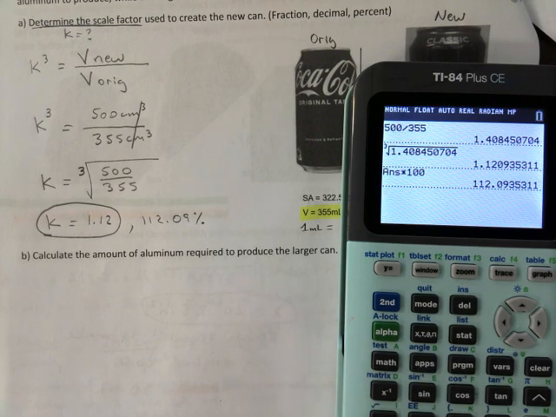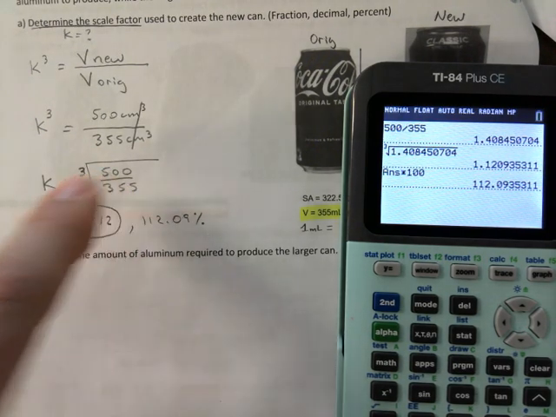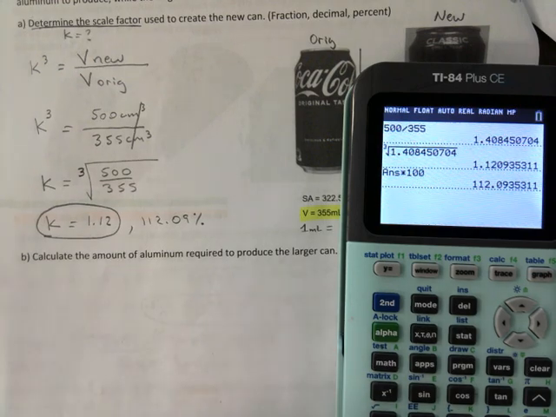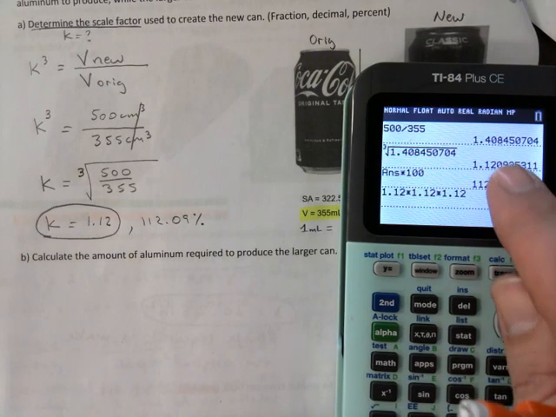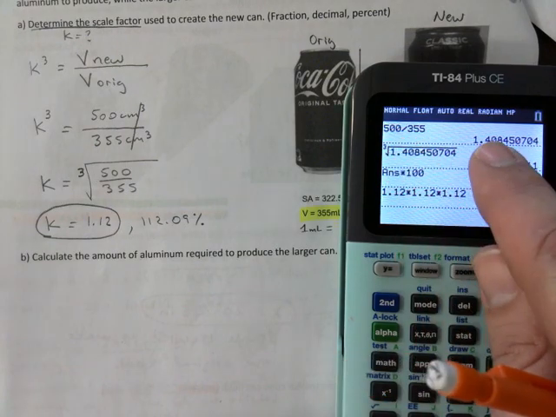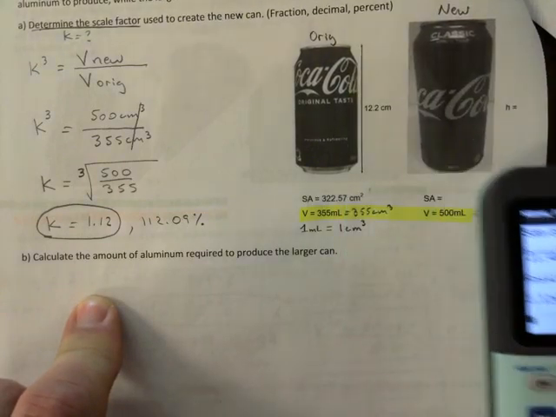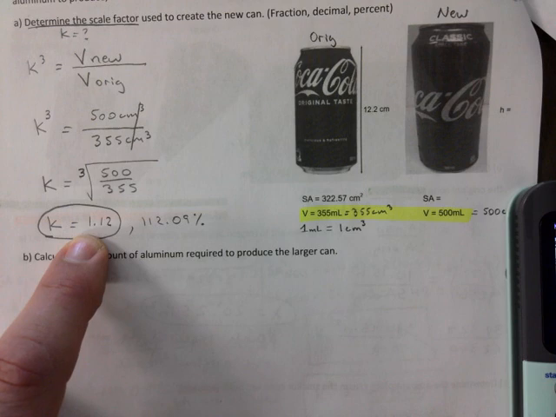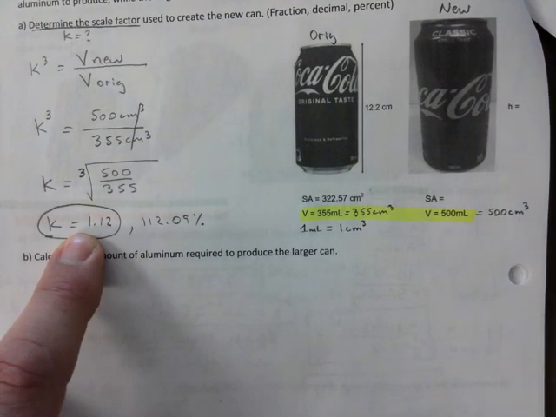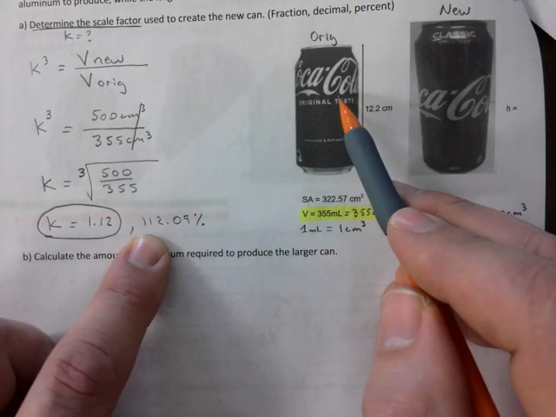Does that make sense what I just did there? I had to cube root. Otherwise, if you just divided them, that was actually K to the power of 3. Watch, 1.12 times 1.12 times 1.12 gets to that 1.40, which is what I started with when I just divided the 2, right? So you got to watch out there. So once you have the scale factor, this is staying the same, guys. Doesn't change. Okay? Doesn't change. Now you know. Can I ask you, how much larger is the new can compared to the original?